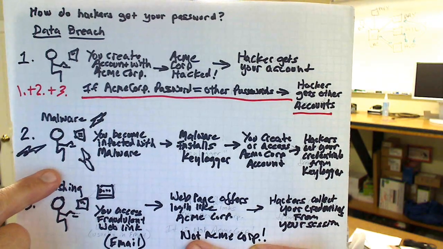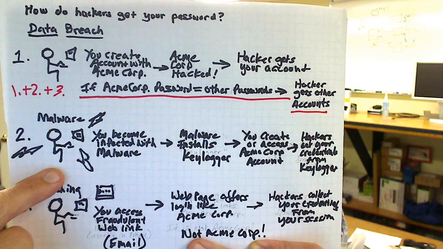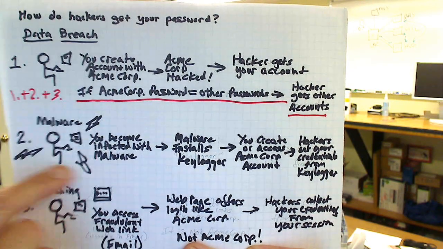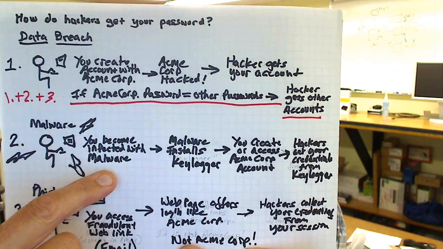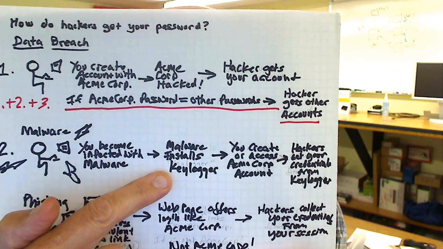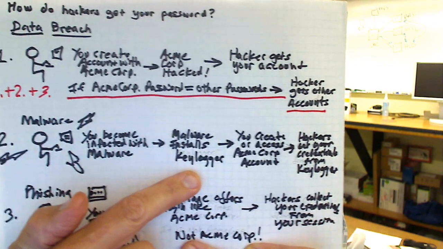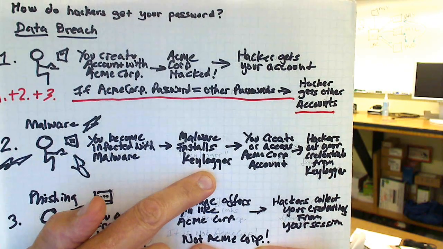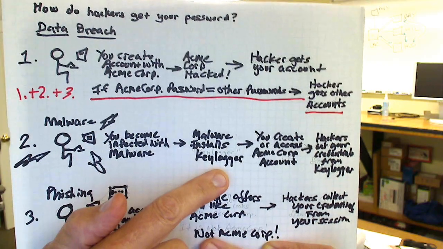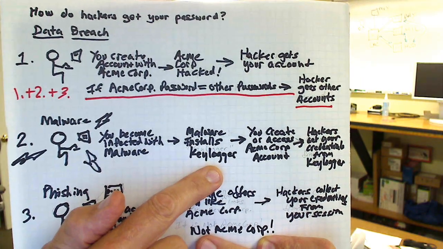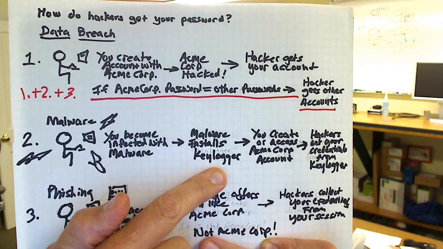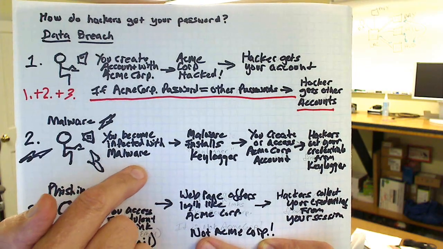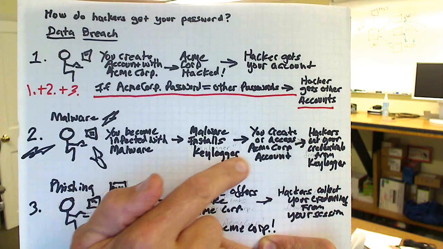Now, the next vector that I'm going to describe is called malware. And this is you at your computer, and these little lightning bolts indicate that you've been infected with malware. The malware can, not always, but it can install what's called a keylogger. That's a program that tracks the things you type into your computer. So if you don't have adequate malware protection, that's basically a modern word for virus, computer virus. It's software that's not good for you, that's malicious.